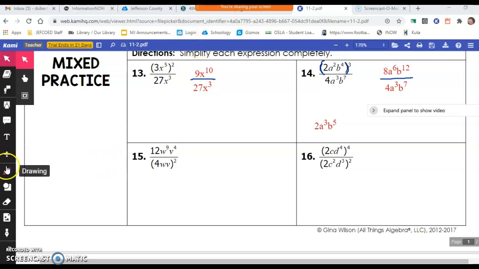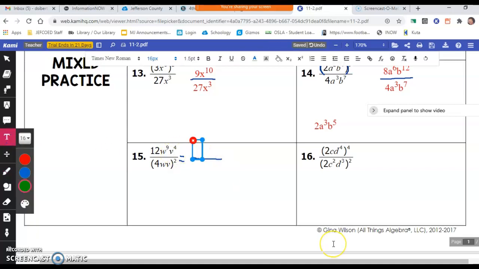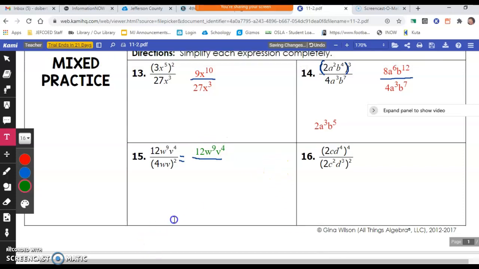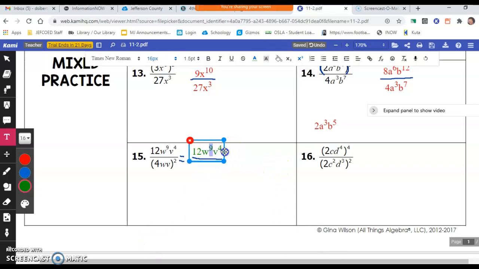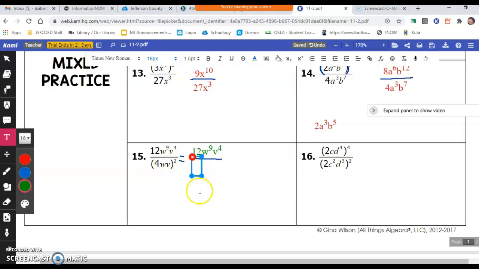So the first thing that I'm going to do here is I'm simply just going to reduce this with my power rule. Now, I'm going to draw my quotient bar here. And then up top, I'm simply just going to put what I already have, 12W to the 9th and V to the 4th. Okay, now you can adjust that or move it if you need to. Now below it, we're going to put in what we simplify for my power rule.